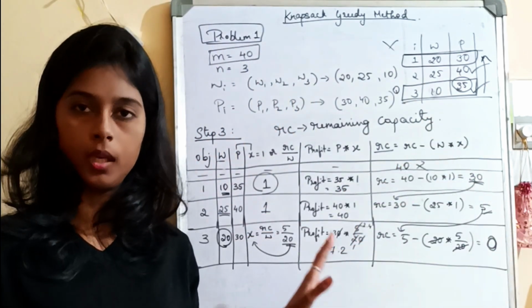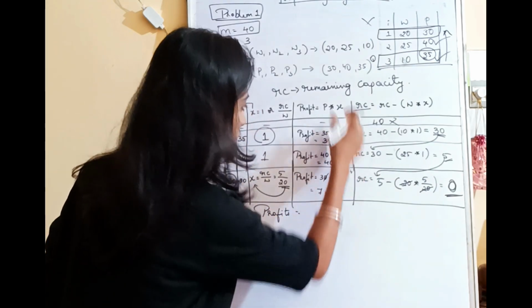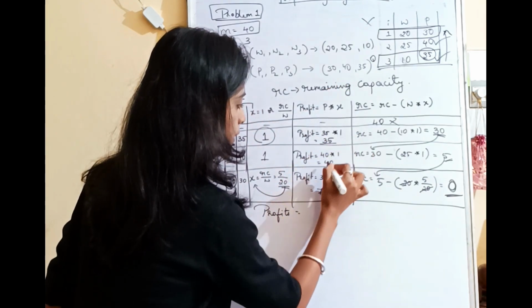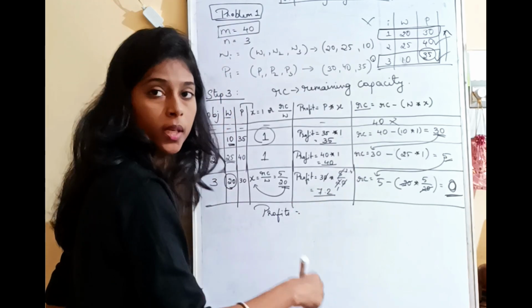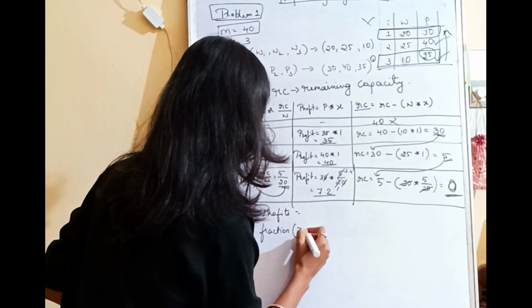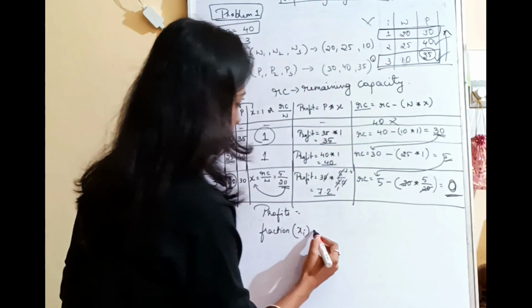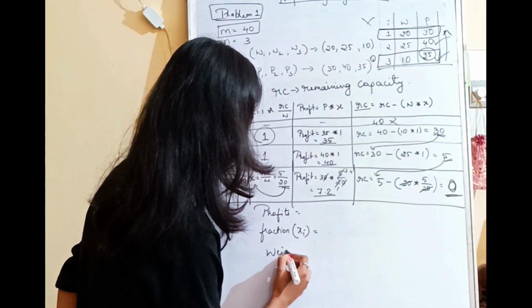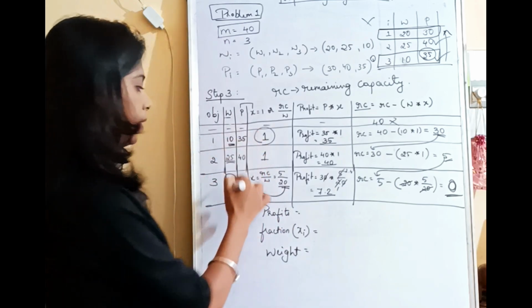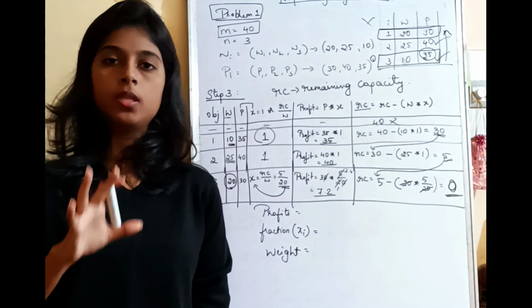So we will be stopping the method here. We have to write the profits in this form, okay? First is 35, next is 40, next is 7.5. Formally we have to write the fraction. This one, 5 by 20. This we have to write, okay? So the next is weight. This one we have to write. Okay, all these three must be written and then your problem is solved.